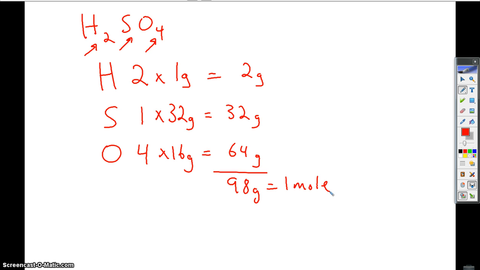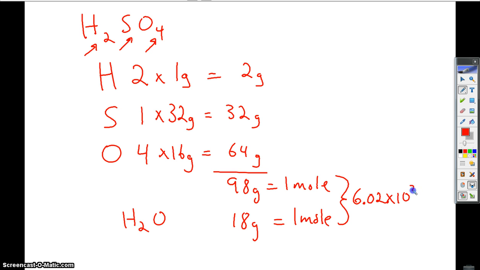And if we compare it to the water that we did in the previous slide, with its molar mass of 18 grams, we can see both of these compounds, sulfuric acid and water, if we have 98 grams of sulfuric acid and 18 grams of water, both are equal to 1 mole. Both of them contain 6.02 times 10 to the 23rd molecules. So even though they weigh different amounts, they've got the same number of particles.